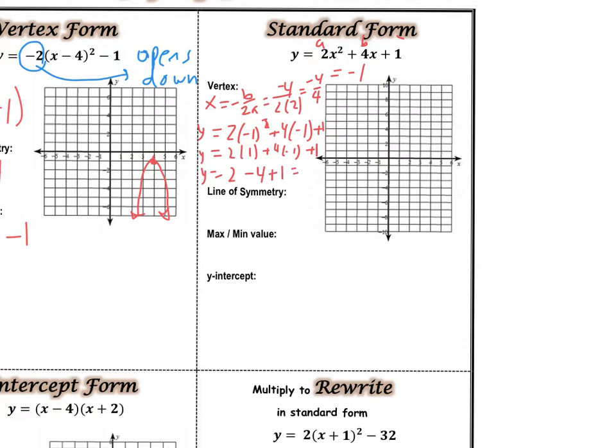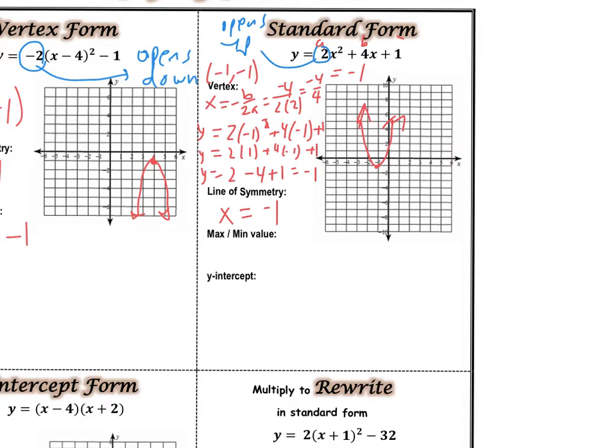And now we do addition and subtraction. So 2 minus 4 is -2. -2 plus 1 is -1. So my vertex here, I actually got an x value of -1 and a y value also of -1. So it's going to go right there. My line of symmetry is always the x value of the vertex, which is -1. I see that we have an a value that is positive, so that's going to mean it opens up. And so it's going to go up like this and like this.